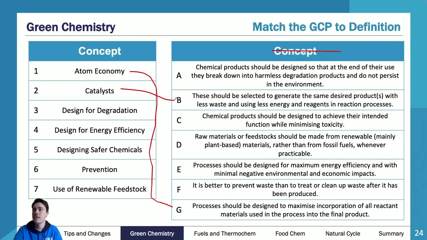All right, 3. Design for degradation. We'll read from the top. We're not going to do B or G. A: chemical products should be designed so that at the end of their use, they break down into harmless degradation products and do not persist in the environment. Well, that sounds pretty good. I'm just going to check the others. Chemicals should be designed to achieve their intent of minimizing toxicity. I'd say it's safer chemicals. Raw materials feedstock, that's in feedstock 1. So I have maximum energy. No. Yeah, so 3 is A.